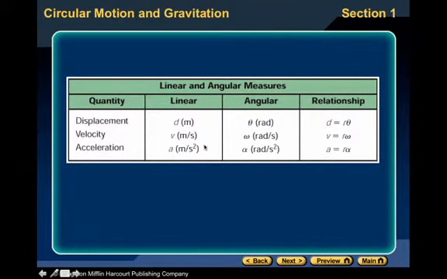Here's a chart that shows you the displacement, velocity, and acceleration. For linear, we use d, v, and a to notate the displacement, velocity, and acceleration. For angular, we use theta, omega, and alpha. This is how they're related to each other. It's all based on the radius.